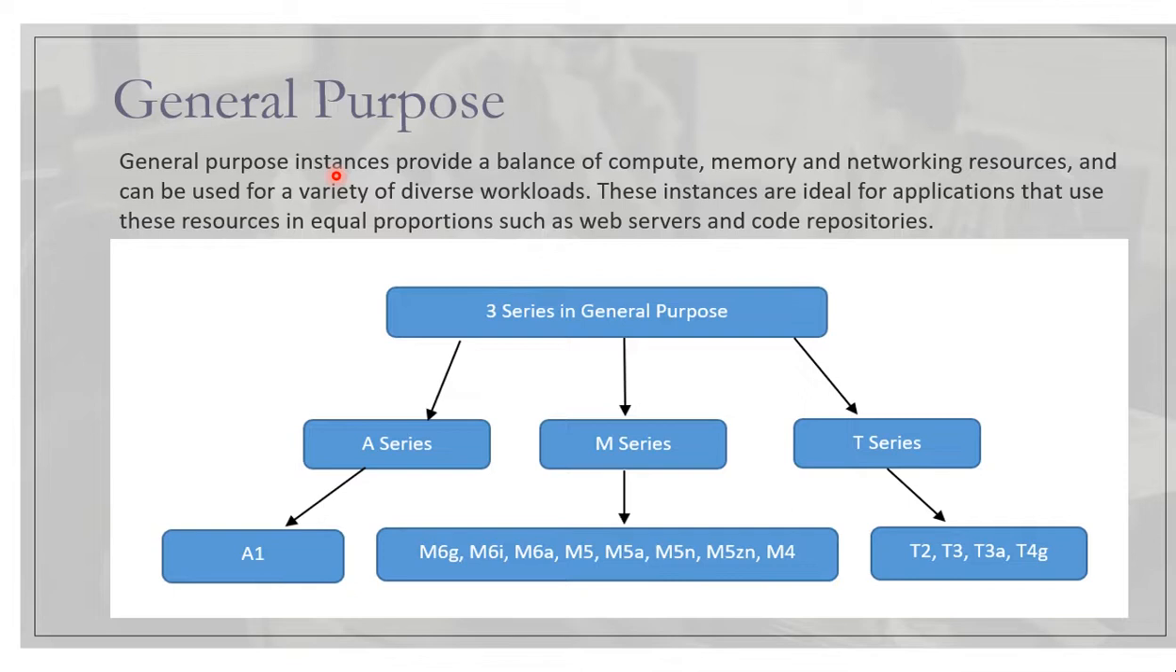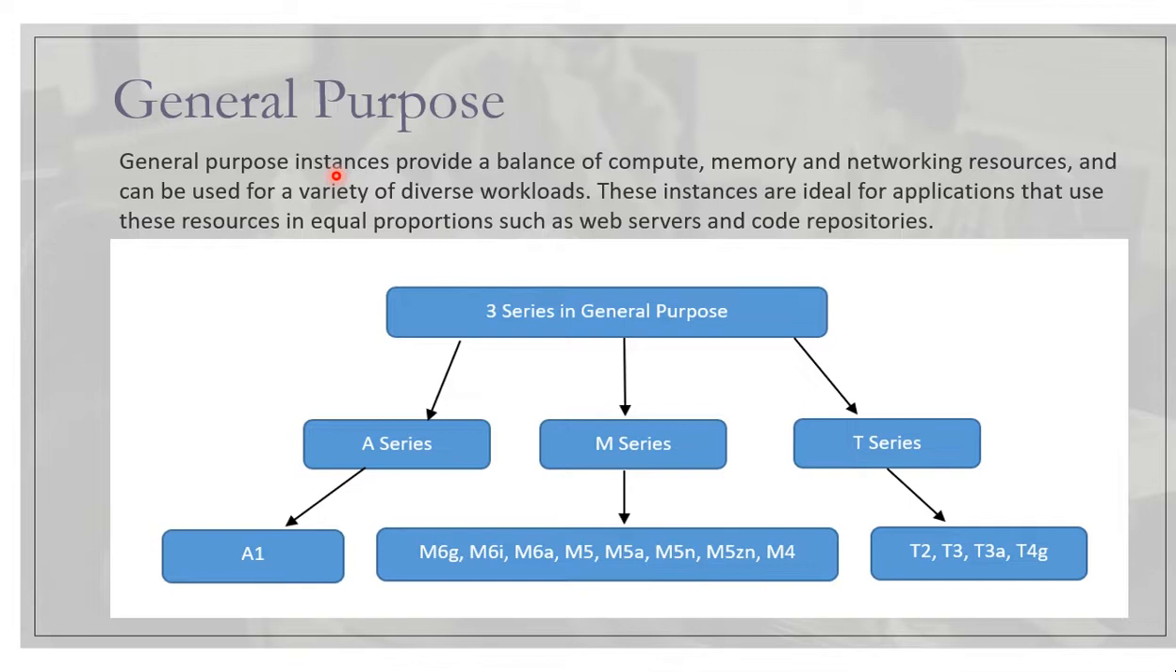It provides a balance of compute, memory, and networking resources. What I mean by balance is that you will be getting average capacity of vCPUs, memory, and networking under a general purpose instance. There are 3 series under general purpose: A, M, T. You need to remember these series names. If I go back to my previous slide, there is memory optimized, so please don't relate M with memory optimized. It doesn't work like that. You need to remember AMT. Whenever a series starts with A, M, or T, that relates to a general purpose instance.